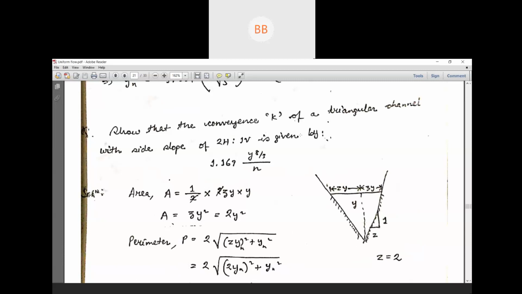And this numerical, what about this numerical? No, sir. Okay, fine, fine. So we are going to discuss the next numerical as this.